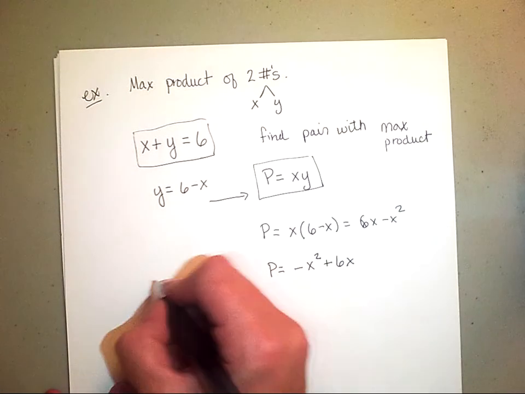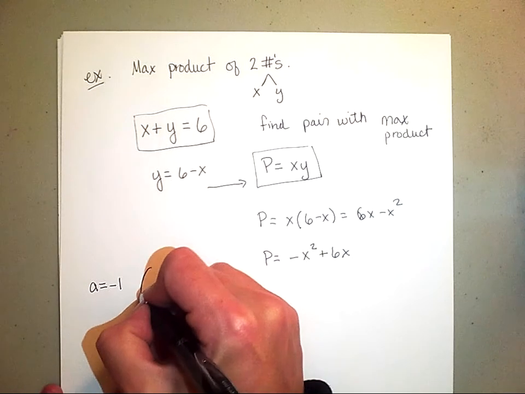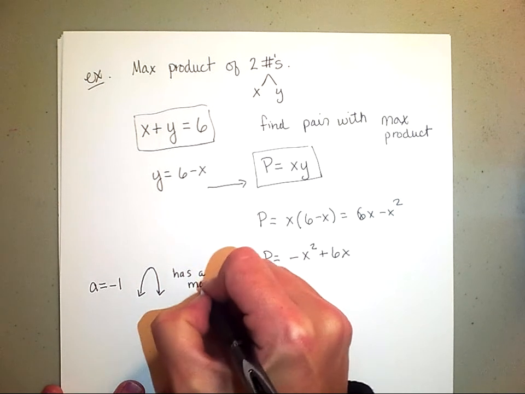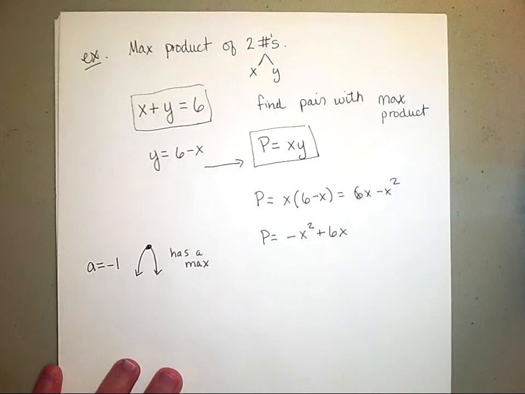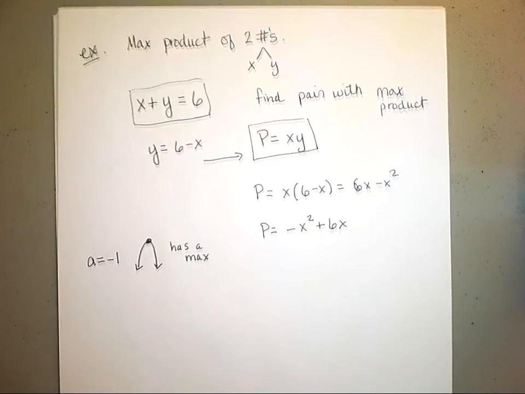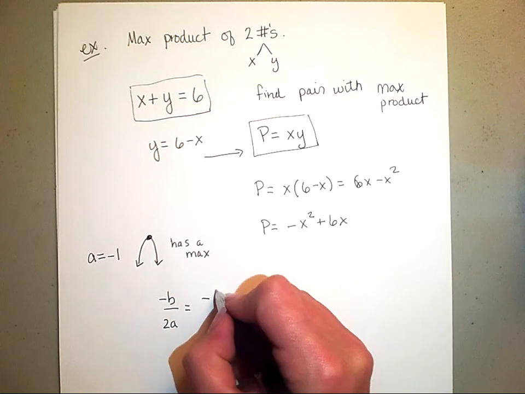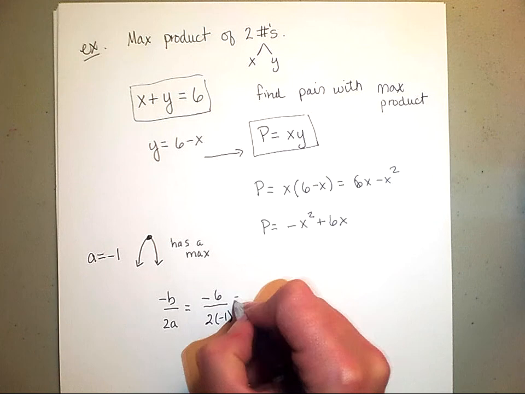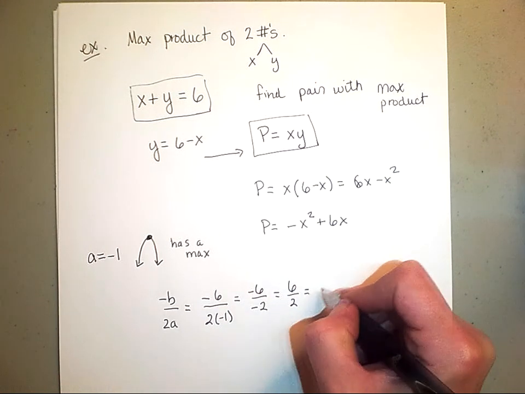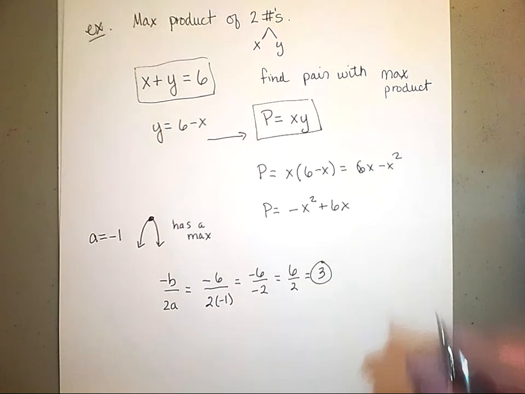So again, a in this case equals negative 1. Now that will lead to a concave down parabola that has a maximum. And that will occur at our vertex. Okay? So we need to figure out what that maximum is and what value that is. So here we go. Negative b over 2a is negative 6 over 2 times negative 1, which is negative 6 over negative 2, which is positive 6 over 2, which is 3. Okay? So the max occurs here.